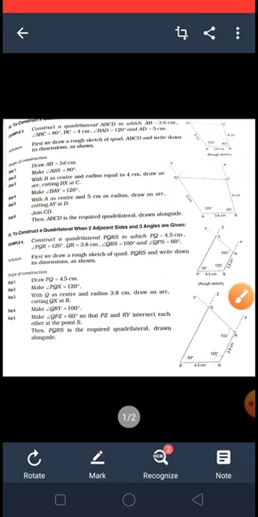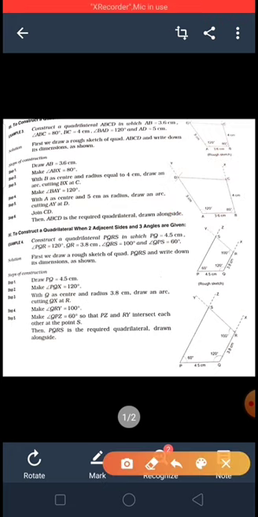Clear? Now the next case is to construct a quadrilateral when two adjacent sides and three angles are given. So on this basis we have to solve our next example, that is example 4.